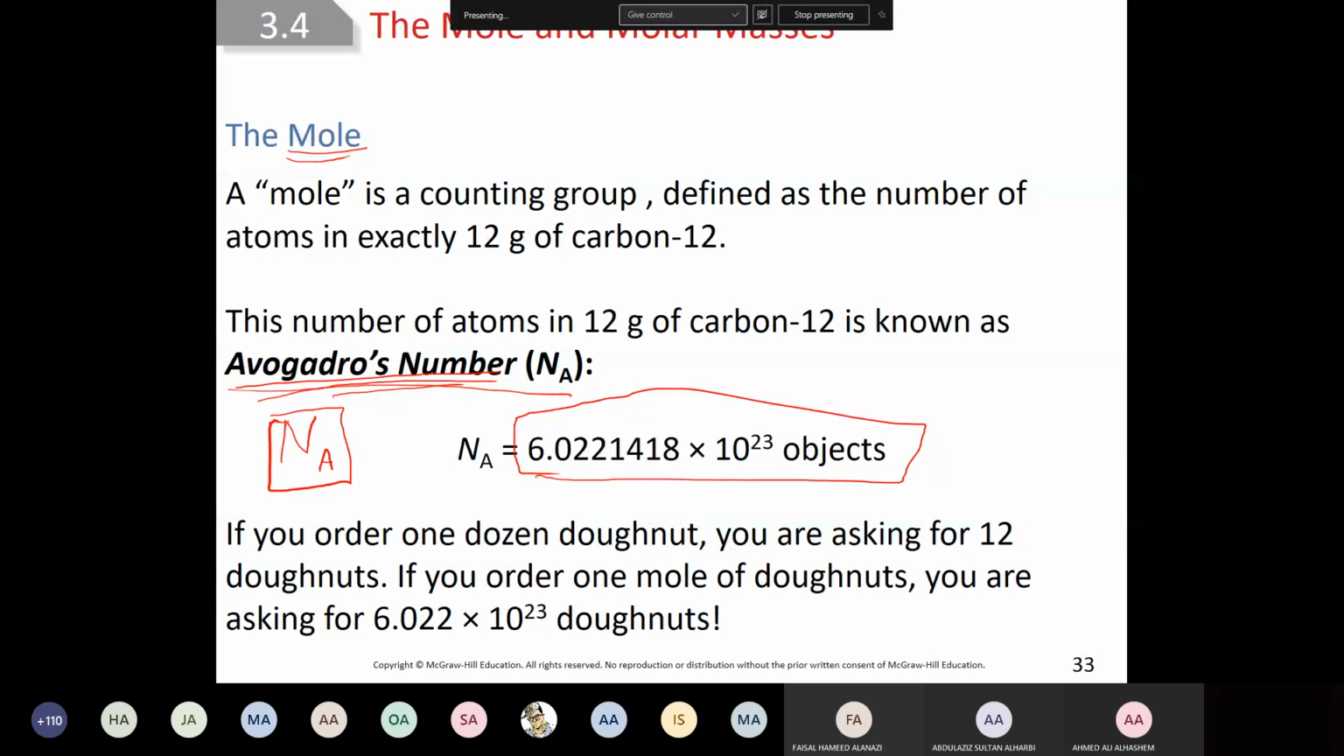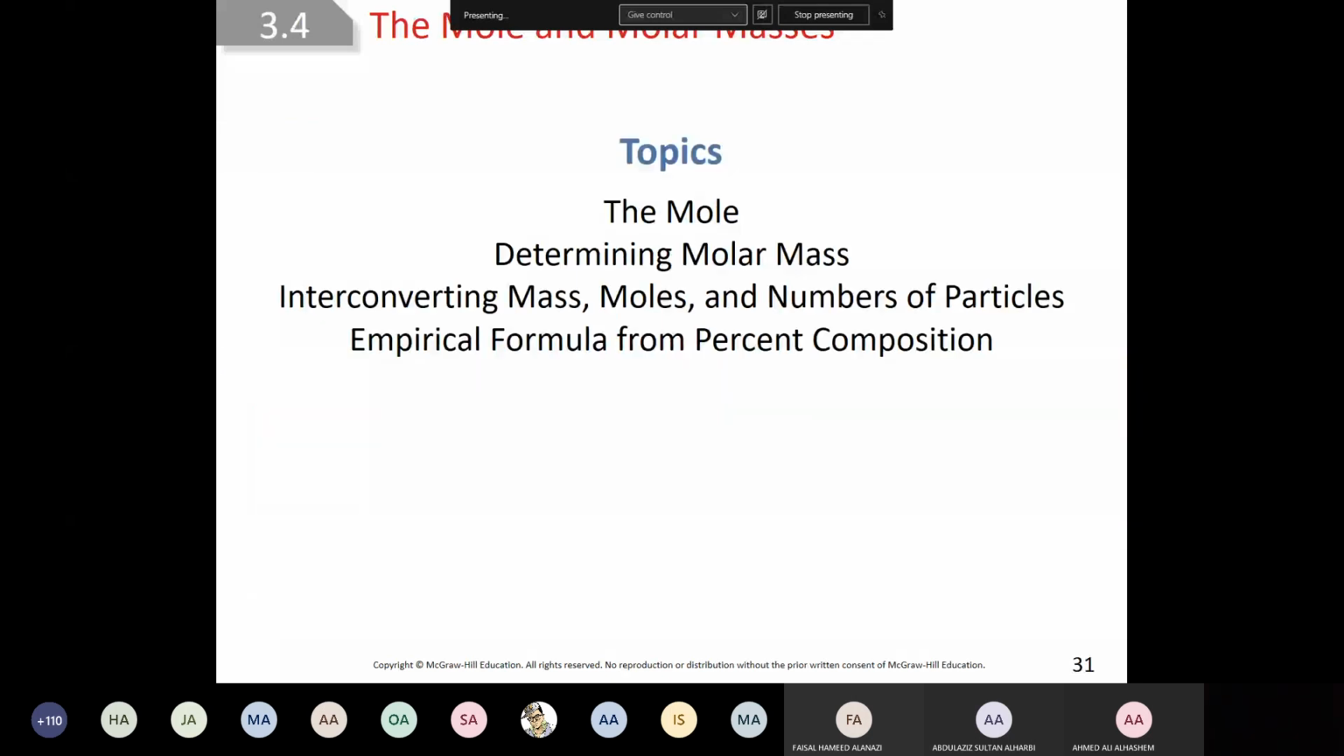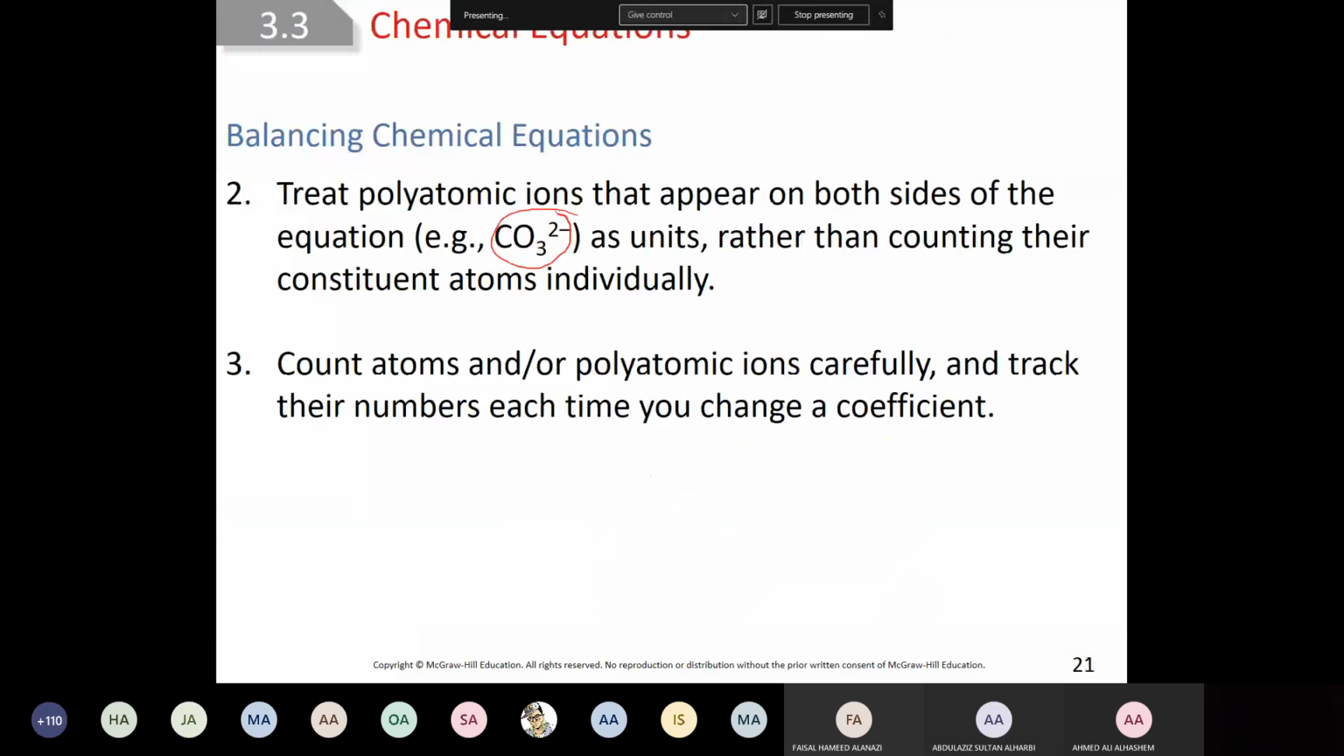Good. And what is Avogadro's number? It is 6.022. You don't have to memorize the rest. 6.022 times 10 to the power 23. Whenever I ask you what's Avogadro's number, you should say right away, it's 6.022 times 10 to the power 23, without unit. It's just a number. Right? And as I say, it's available for you.